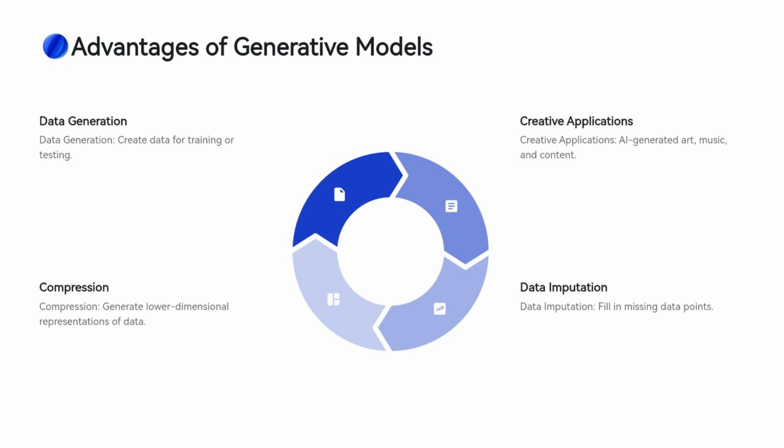Evaluation metrics: it's difficult to directly measure the quality of generated samples, and there is no one-size-fits-all evaluation metric for generative models. Common metrics like inception score or Fréchet inception distance (FID) are used, but they are not perfect. Overfitting: just like discriminative models, generative models can overfit to the training data, especially if the dataset is small or not representative of the real-world distribution. Addressing these challenges requires careful model tuning and more advanced training techniques.